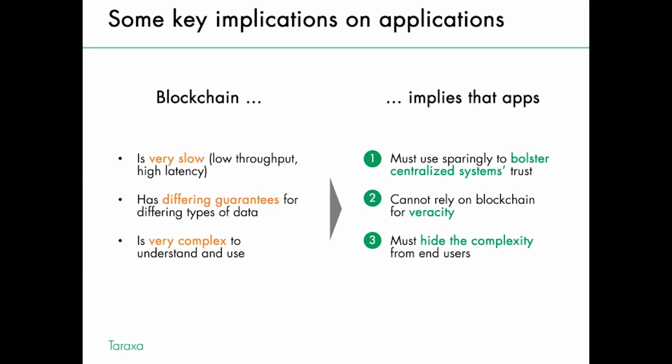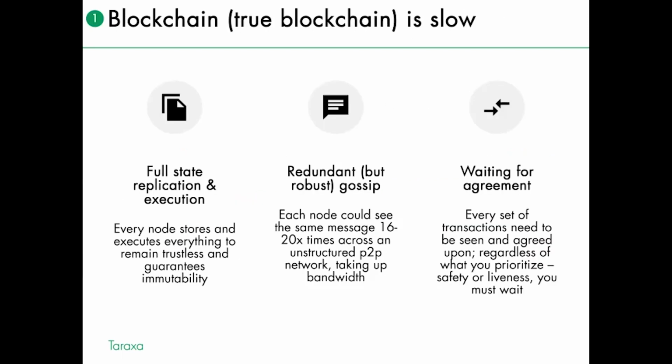Okay, so let's go through these one by one. First of all, blockchain is slow. At least true blockchain is slow. So what makes blockchain slow? Well, there are lots of reasons why blockchain is slow. Here are several. First, we talk about full state replication and execution. Every full node has a copy of everything that has happened on the blockchain and must execute through every single transaction on the blockchain.